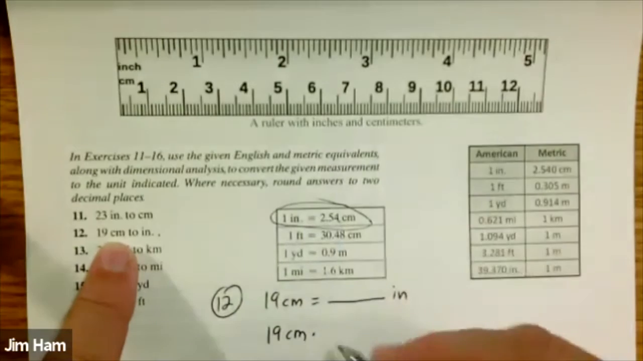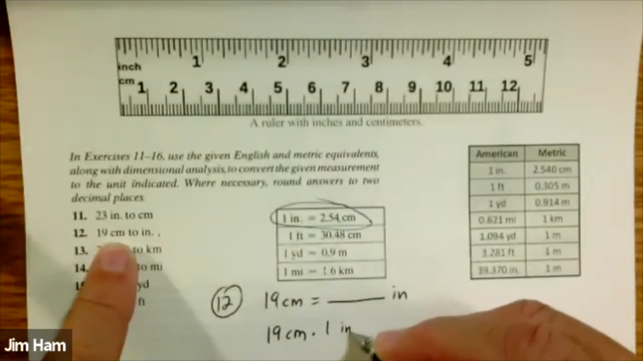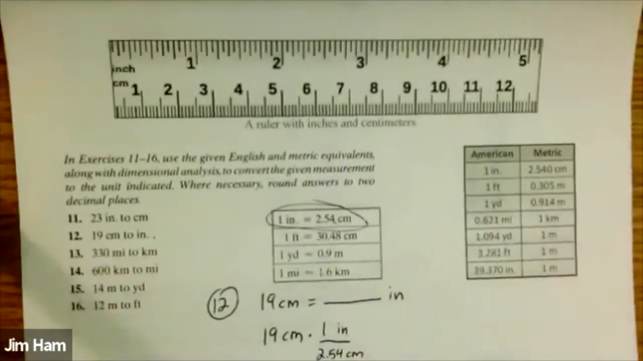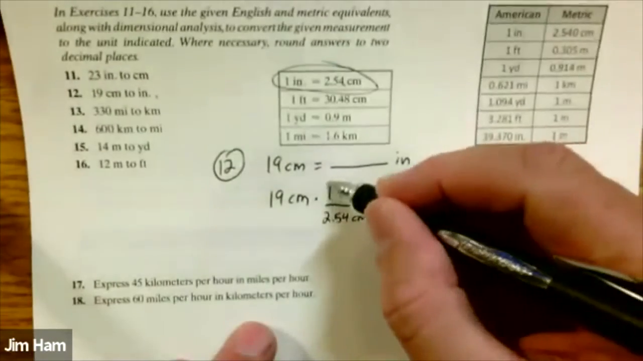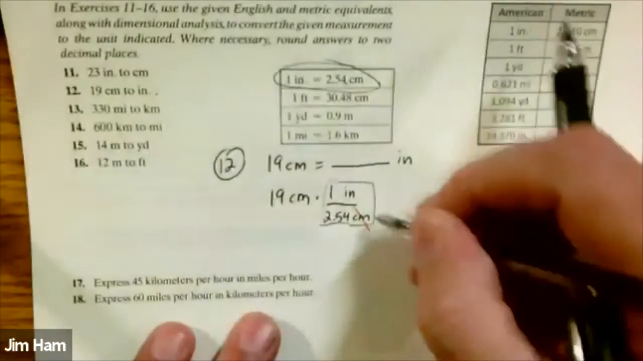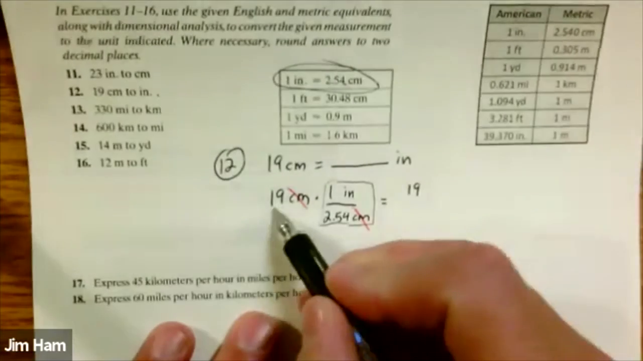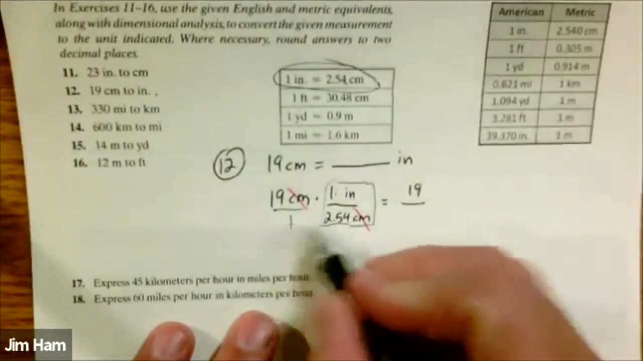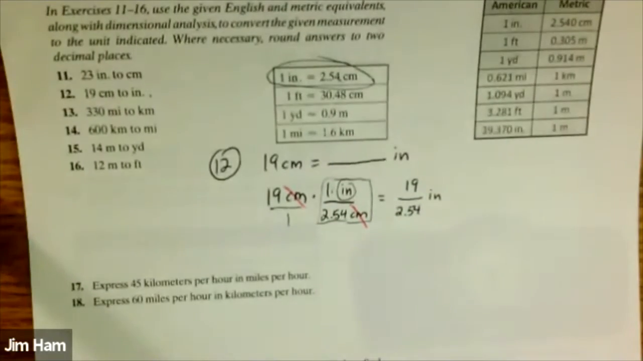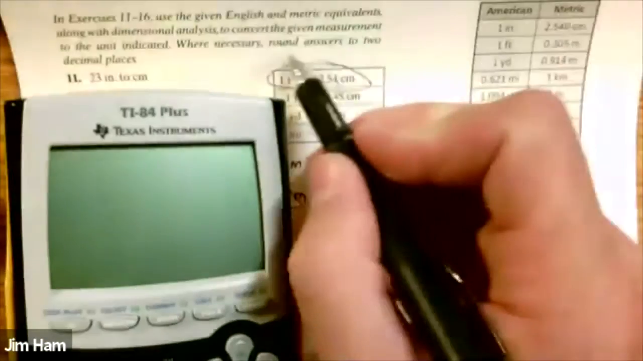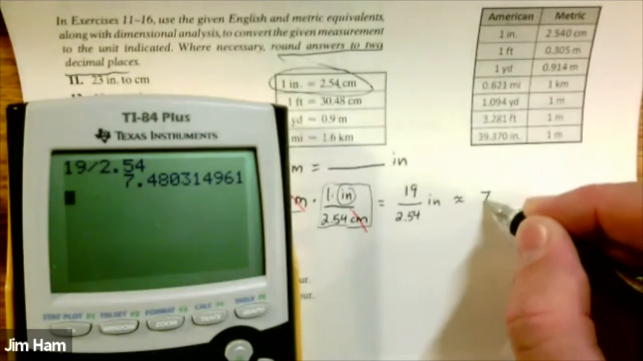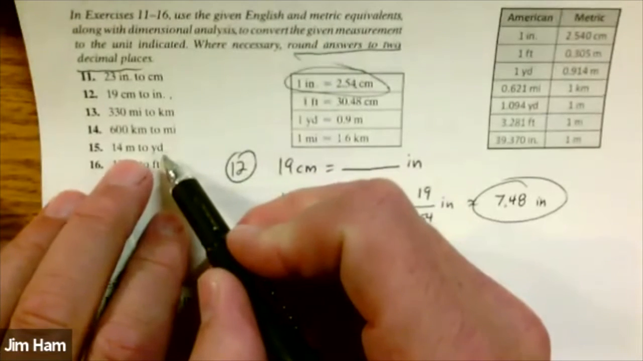19 centimeters. And again, I'm going to write a fraction, because 1 inch is equal to 2.54 centimeters. I'll write it like this. So here's what our authors call a unit fraction, and this allows us to cancel the centimeter unit. And then we write down everything that's left. Okay. 19 times 1 is 19. 1 times 2.54 is 2.54. And the only unit remaining is inches. And then from here on out, put your calculator out and round to what they request, two decimal places. 19 divided by 2.54. And that's about 7.48. Okay, let's go from meters to yards.